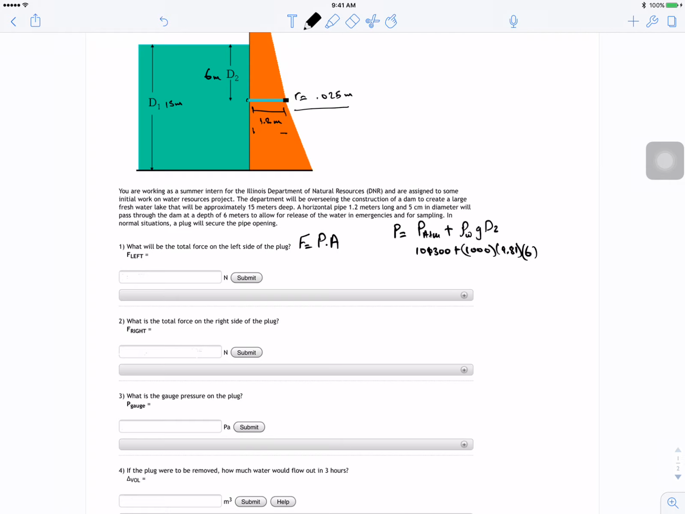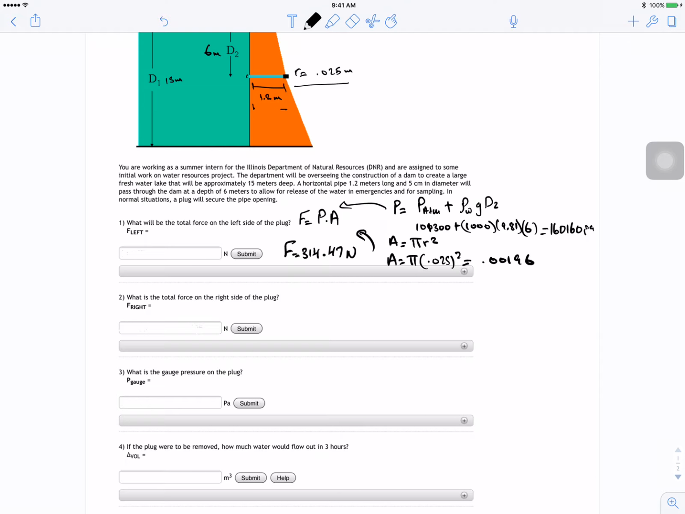Cool. Now for this guy I got 160 Pascal. And then the area is equal to, it's a circle, so it's pi r squared, and so area is equal to pi 0.025 squared, which will be equal to 0.00196. You plug those back in here, the A and the P, you'll get force equal to 314.47 Newton.